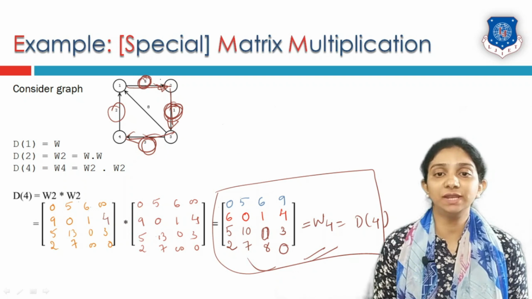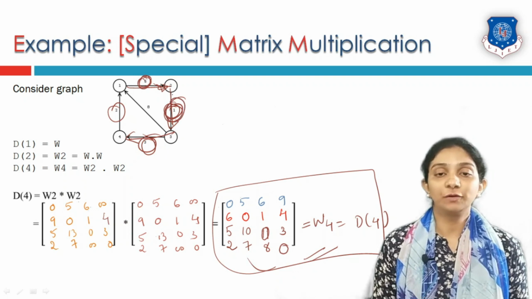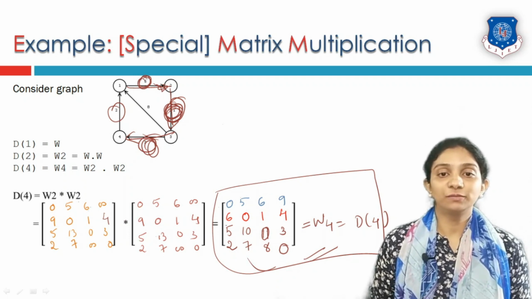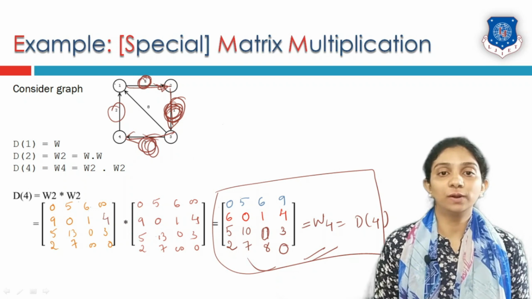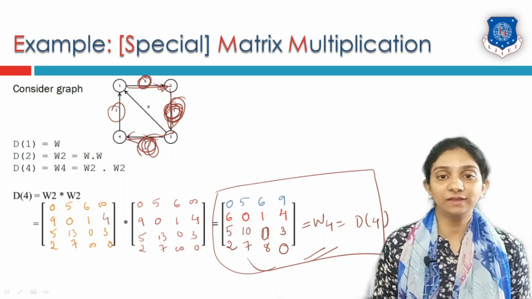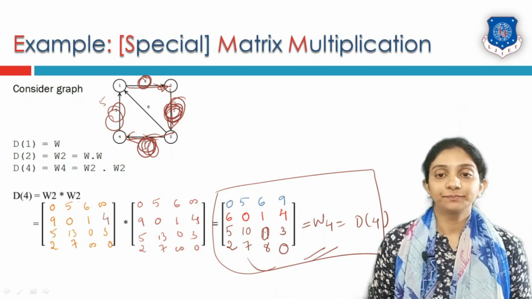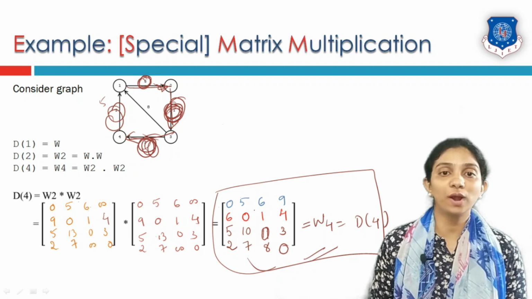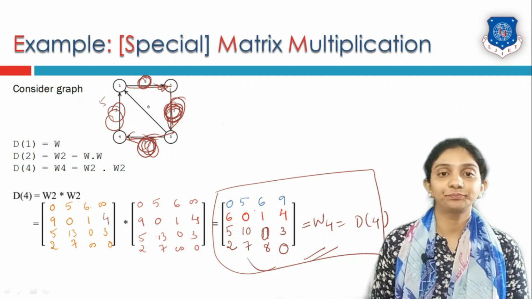From 2 to 3 minimum path is 1. From 2 to 4 minimum path is 1 plus 3, that is equal to 4. In a similar way, from vertex 3 to vertex 1 minimum path is 3 plus 2, that is equal to 5. All pair shortest path is producing the shortest path from one vertex to another.